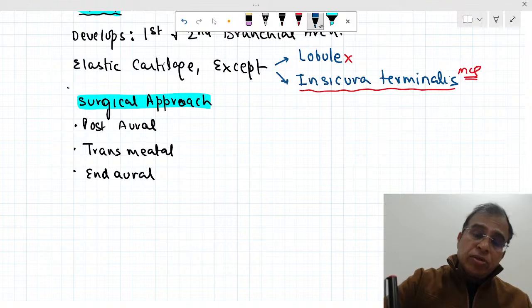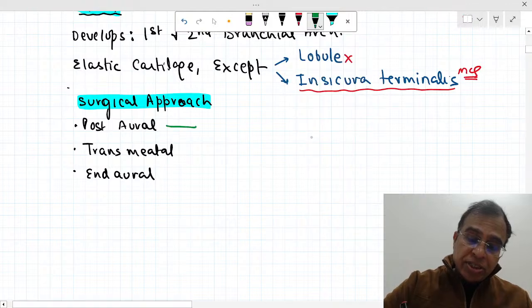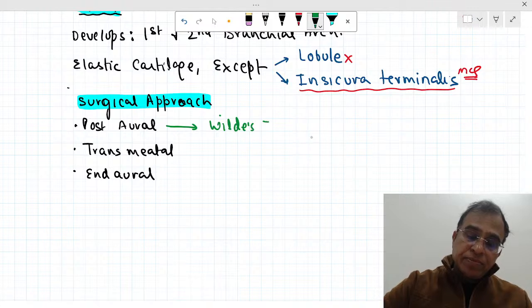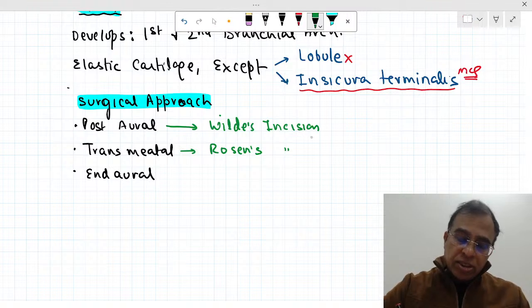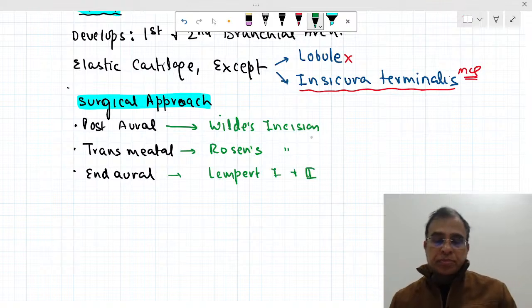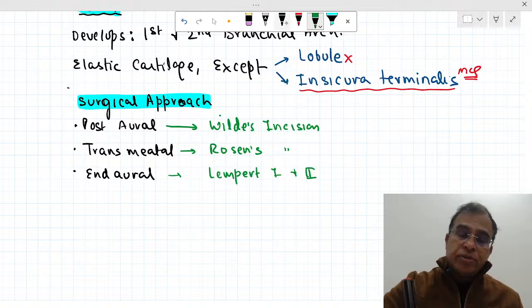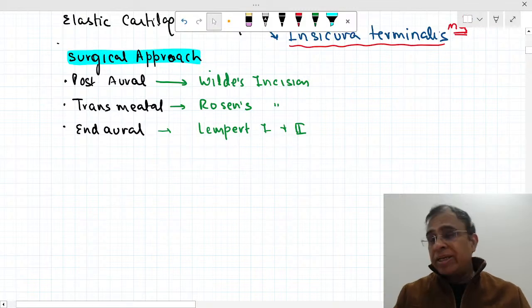Now each of the three routes has an incision, and the incision has a name. This is an MCQ. The postaural incision is called Wilde's incision. Please remember this name. The transmeatal incision is called Rosen's incision, and the endaural incision is called Lempert's. It's actually called Lempert's 1 and Lempert's 2. So three routes to the middle ear surgery and three incisions. Remember these names, which incision in which route. They can ask you questions on this.